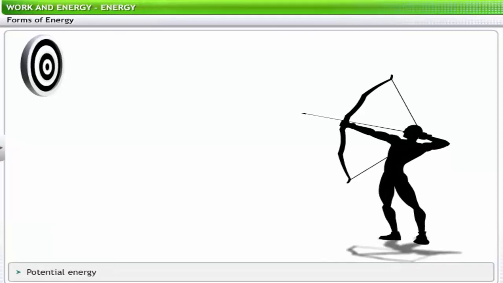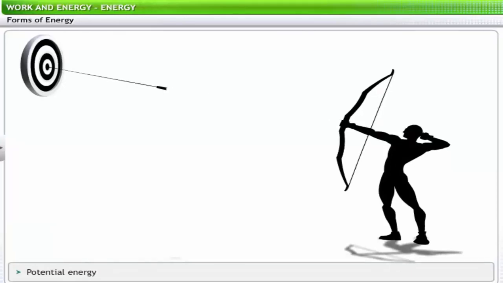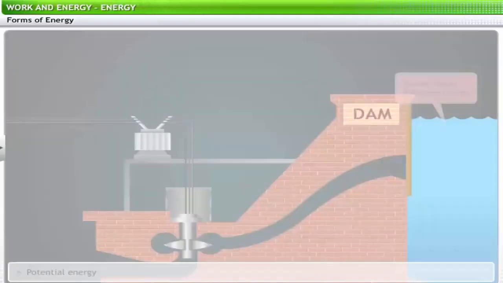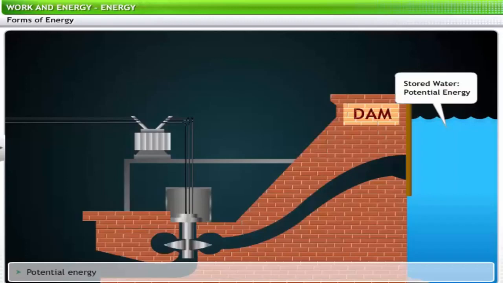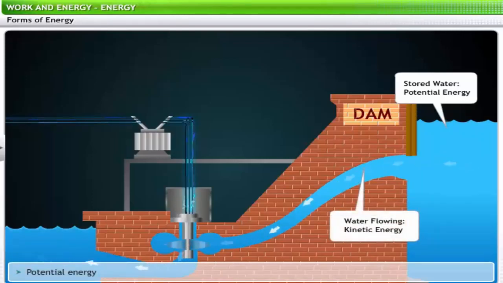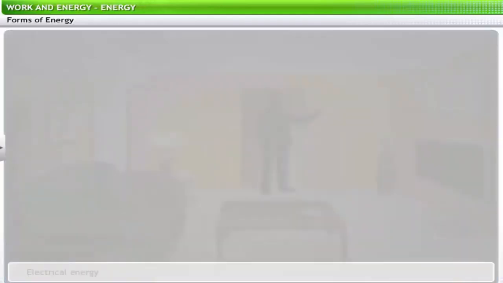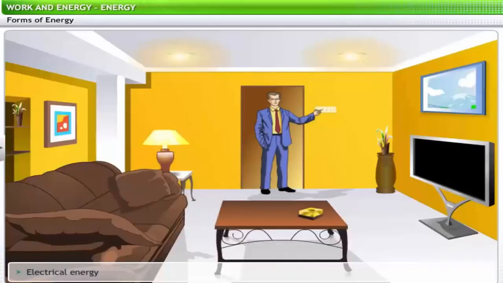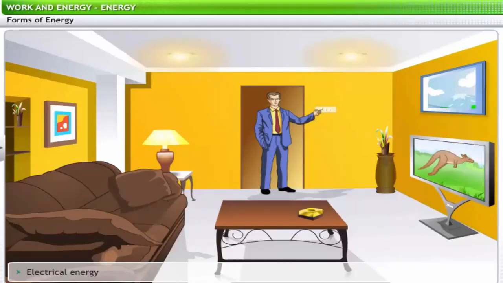Further, consider the bow and arrow system. When the bow is stretched, the arrow gains potential energy. Another example is of water in a reservoir. This water has potential energy. This potential energy converts to another form of energy called kinetic energy when the water is released and can work to generate electricity. And that brings us to electrical energy, something without which we would find it difficult to work and perform simple tasks.